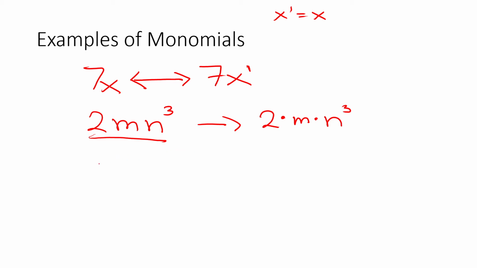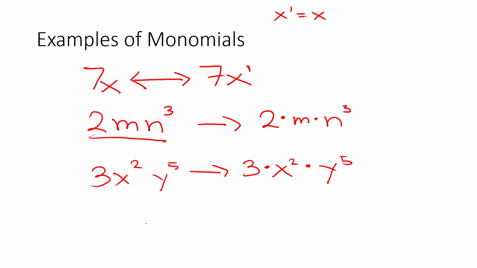What else is an example of monomials? Well, 3x squared y to the fifth is an example of a monomial. Again, the variable can have different exponents for monomials. And what 3x squared y to the fifth means is 3 times x squared times y to the fifth.